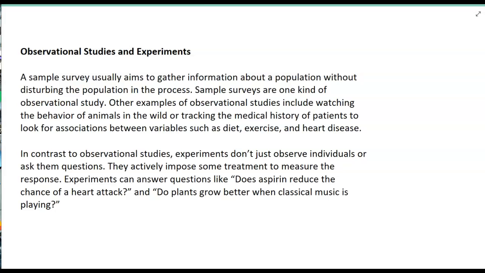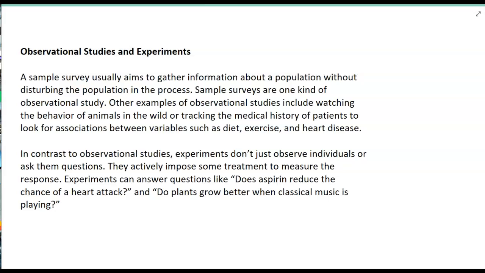Okay? So experiments might be something like, does aspirin reduce the chance of a heart attack? So you'd have one group that doesn't take aspirin and one group that does, and after a certain amount of time you'd see if it had an effect on the heart attack rate. And that taking the aspirin would be the treatment.